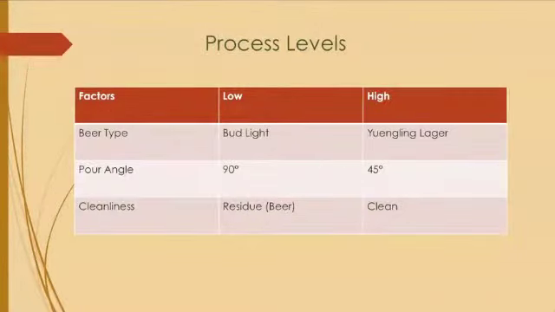As we can see from the table here, we've gone through and established three different factors. We've got the type of the beer, which is either going to be a light beer, which is Bud Light, or a darker Yuengling lager. We're also going to have the establishment of low and high settings for a pour angle. We're going to have a 90-degree pour angle and a 45-degree pour angle.